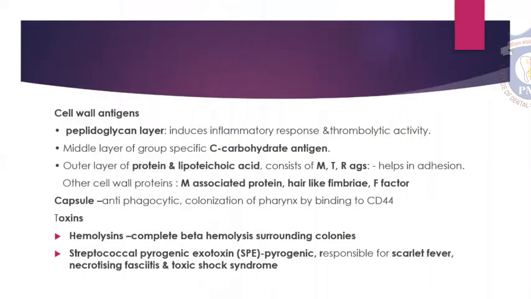So next, we are going to discuss the toxins. The toxins mainly include hemolysins. These are completely beta hemolytic organisms, and they show a complete beta hemolytic zone surrounding the colonies. Next is streptococcal pyrogenic exotoxin, otherwise called SPE toxin. These are pyrogenic, that is, responsible for fever. These are responsible for scarlet fever, necrotizing fasciitis, and toxic shock syndrome.